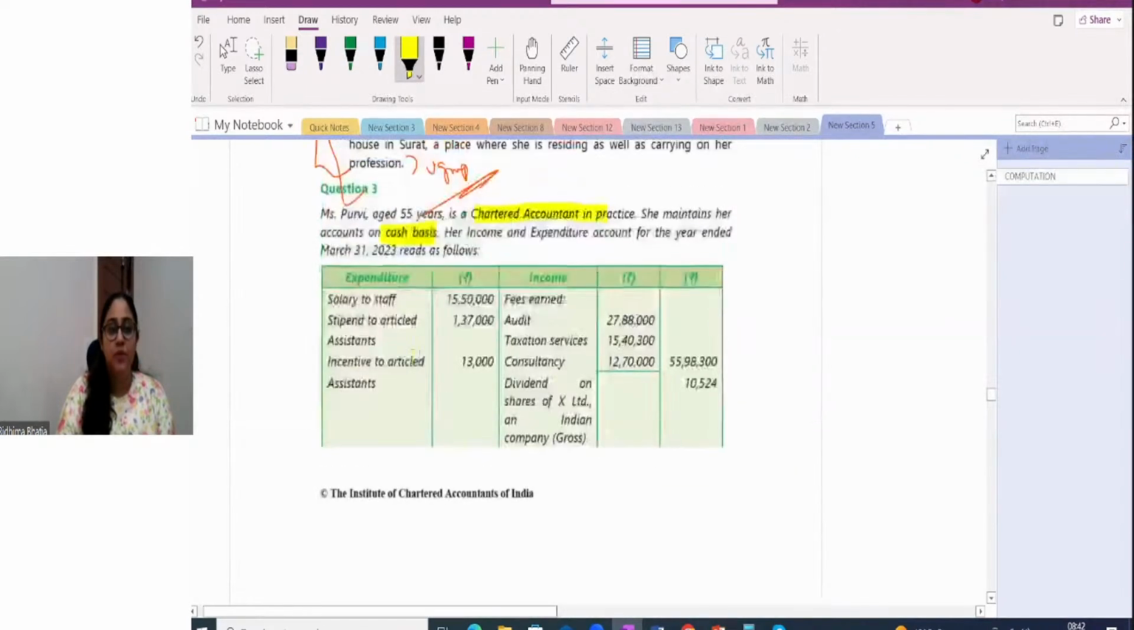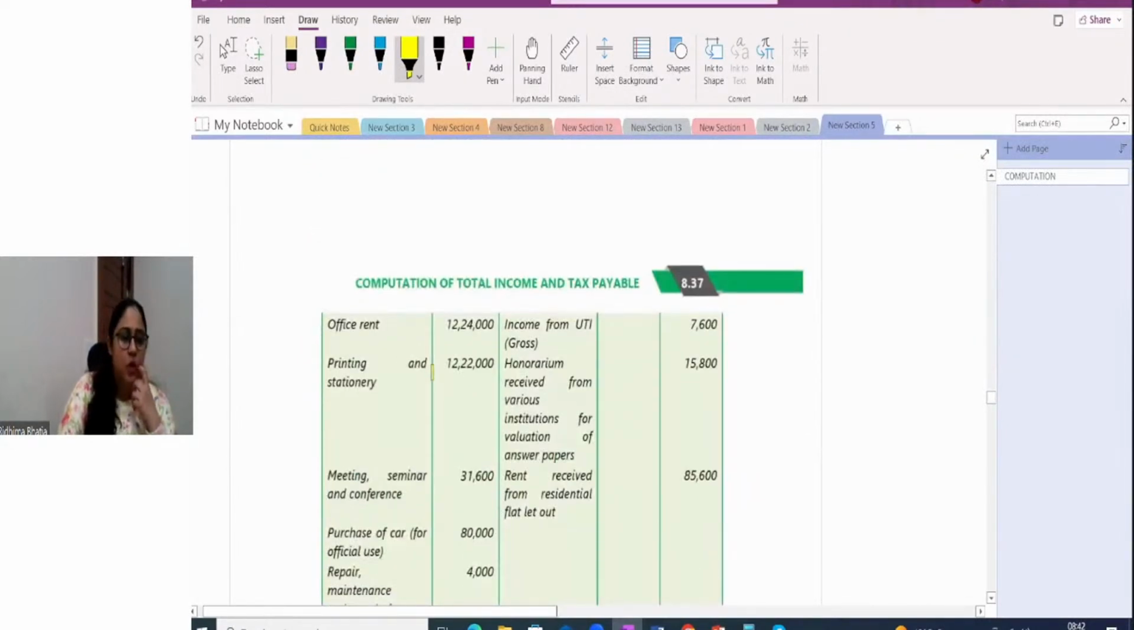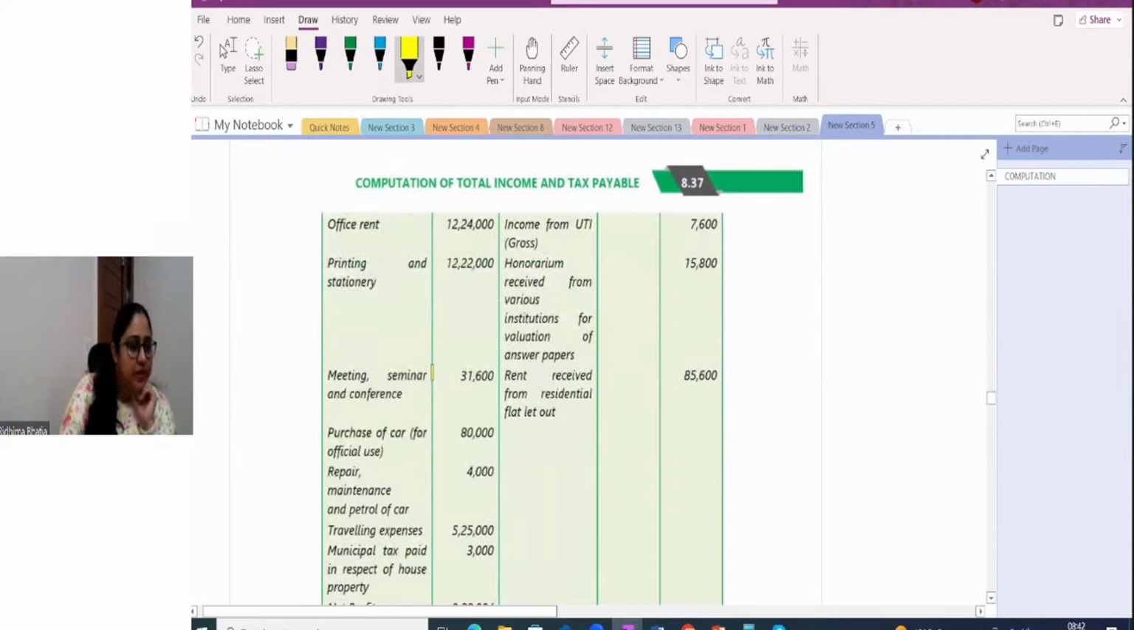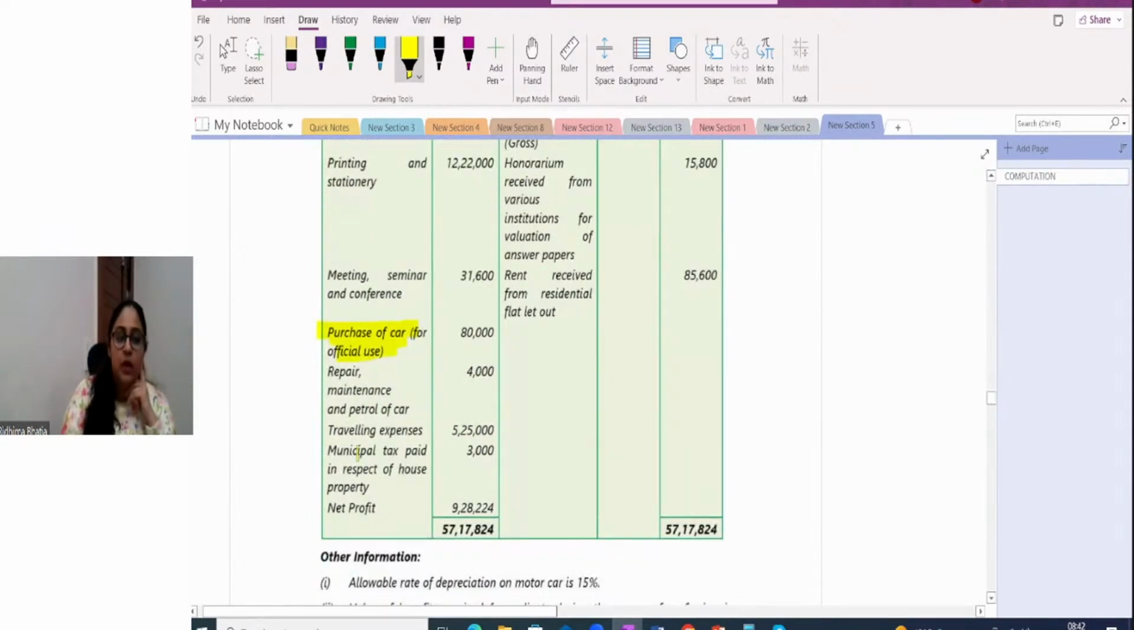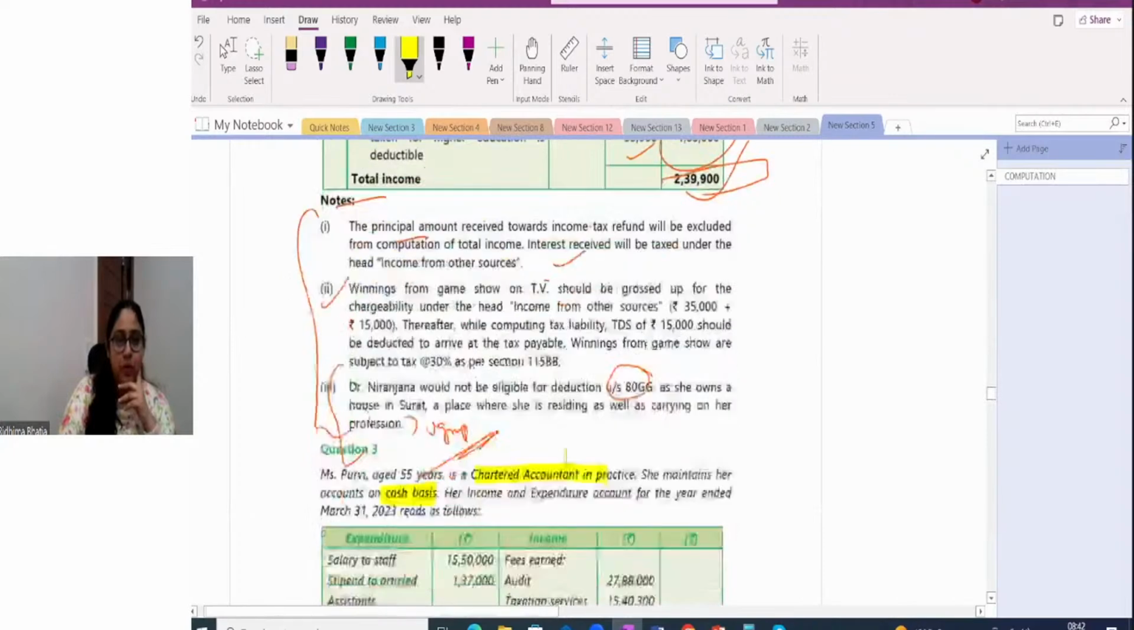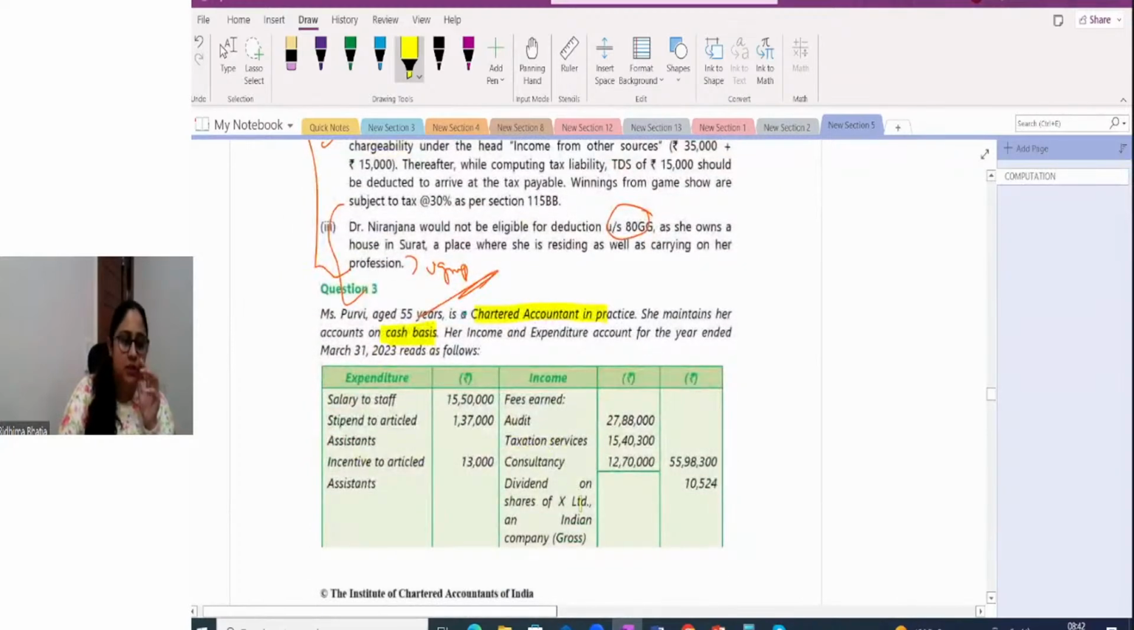Now, here some very interesting expenditures are salaries, stipend, incentives, office rent, printing and stationery, meeting, seminar, conference, purchase of car. So car also she has written in her expenditure, but for its official use, no problem. Repair, maintenance, petrol for car, traveling expenses, fine. Municipal taxes paid in respect of house property. Net profit, okay. Fees on audit, taxation, consultancy, purely business, dividend, okay.